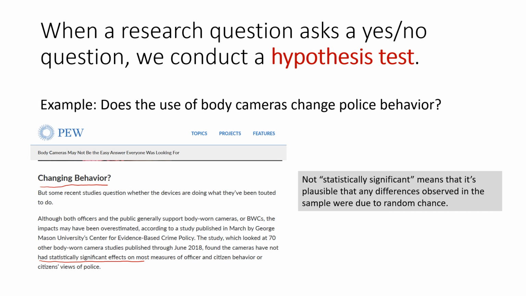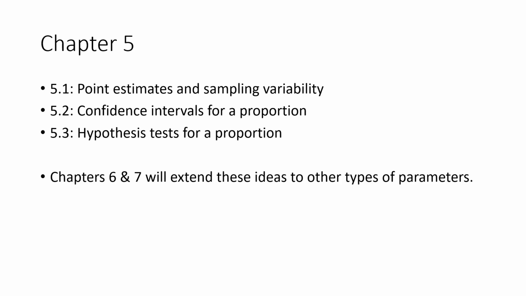So again, as we look at Chapter 5, 5.1 is going to focus on point estimates and sampling variability. 5.2 is going to teach us how to calculate and interpret confidence intervals for a proportion. And Section 5.3 is going to teach us the basics of hypothesis testing in the context of doing a test for a proportion. As we go forward in Chapters 6 and 7, we're going to be extending these ideas to other types of parameters, doing tests for means and difference in proportions and difference in means and all kinds of other things. But that's what's coming up in the next couple of weeks.